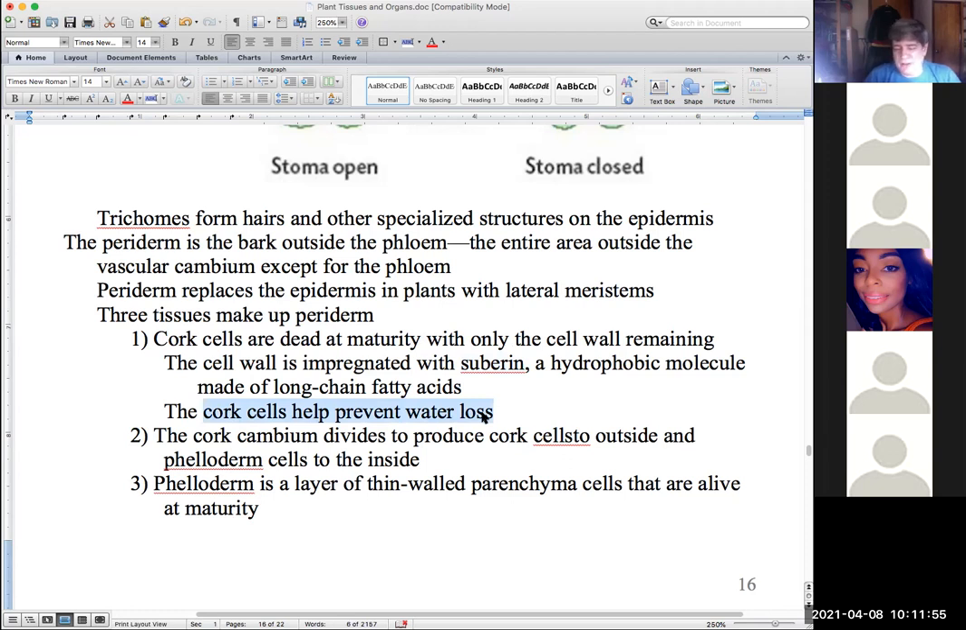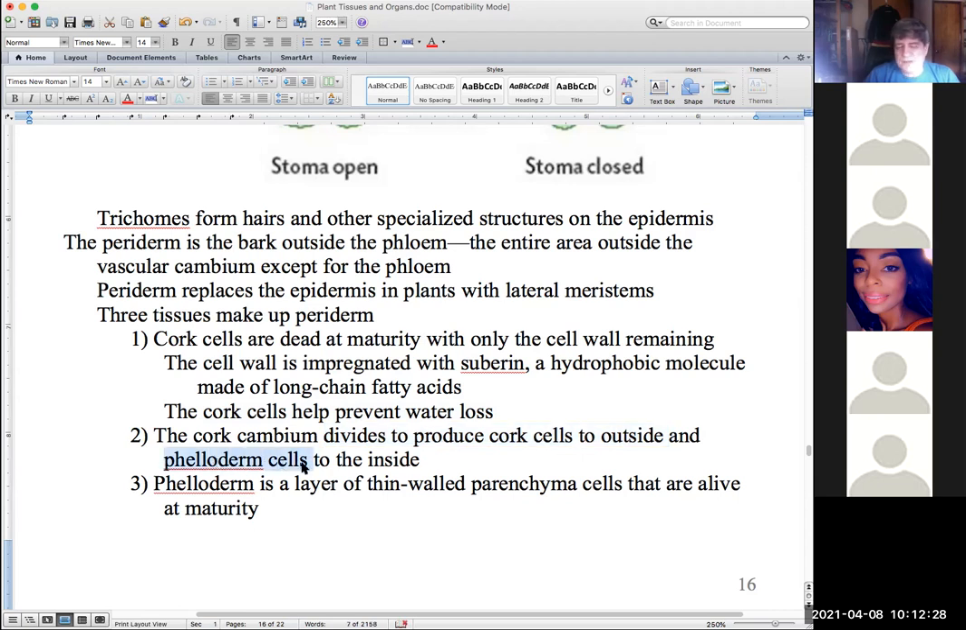Remember, we've said on several occasions, plants lose 90% or more of the water that's absorbed by their roots. So this means that when we look at plants, conserving water is a big deal. So one way to conserve that is to have the outer part of your body covered with hydrophobic chemicals. Now the cork cambium is what divides by mitosis and makes cork cells.